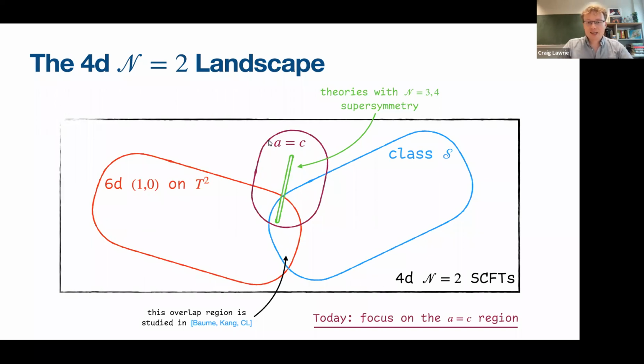And I've also drawn this, I guess this is a purple color, this region, which are theories where the central charges happen to be identical. Today, for a large part of the talk, I will focus on exploring theories that sit within this purple region, for reasons which I will now explain. So why is this purple region interesting?